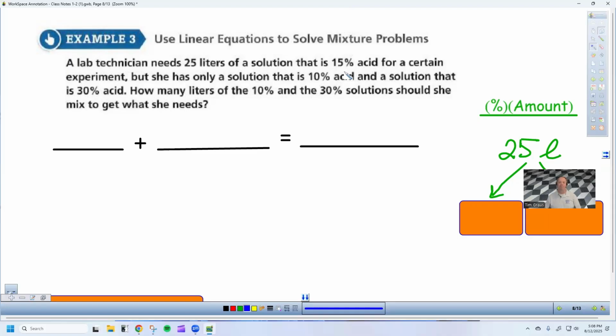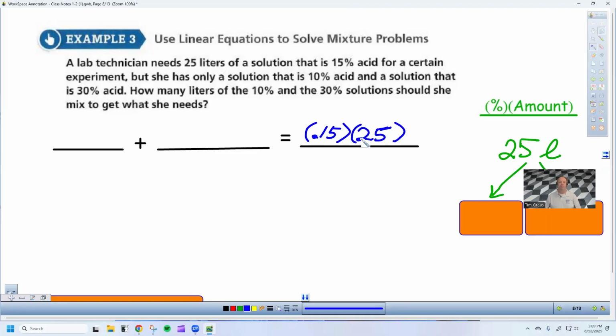Well, in any mixture problem, you're going to fill in these blanks with a product of a percent times an amount. Let's start with the total that she's going for at the very end of the process here. She wants a percent that is 15. We're going to put that in our equation as 0.15. And she wants an amount that is 25 liters. All right, that's our goal. 15%, and we want an amount of 25 liters.